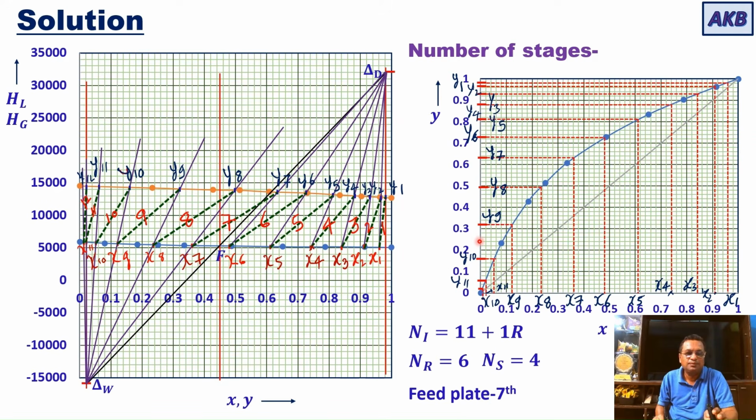So in this way, you have to find the number of stages by the Ponchon-Savarit method. I hope you have understood the steps that are to be followed. If you have any doubts, please mention that in the comment section.